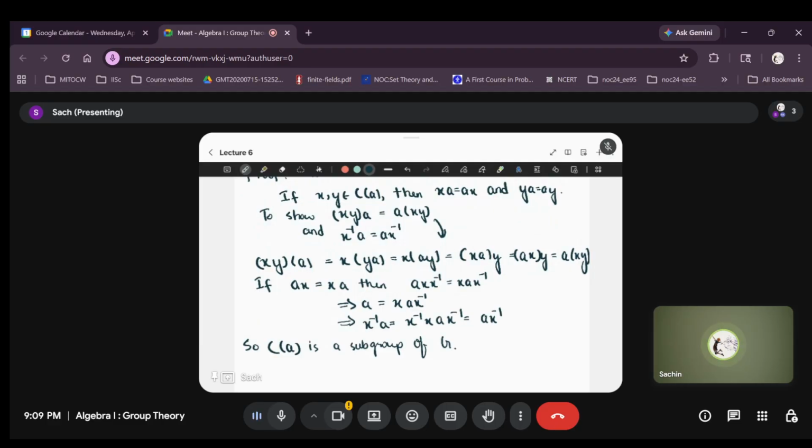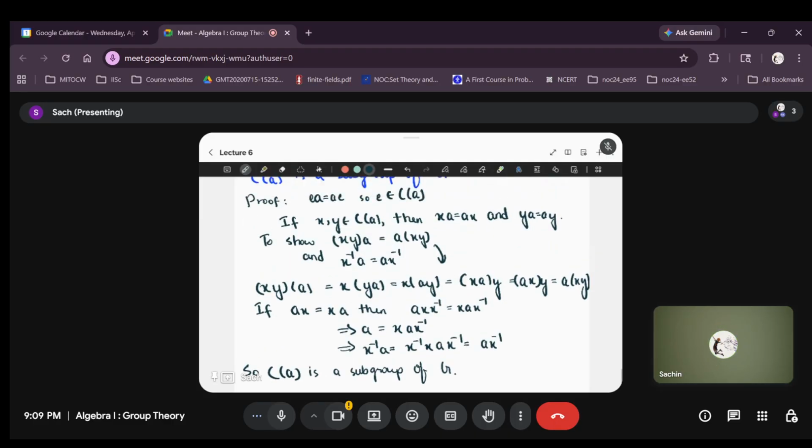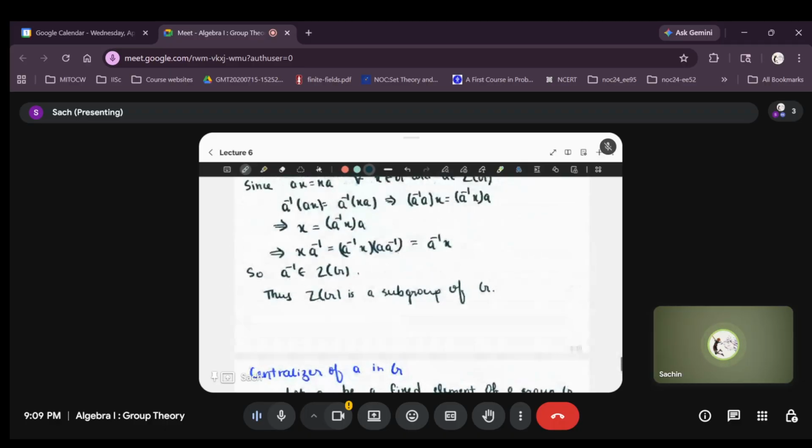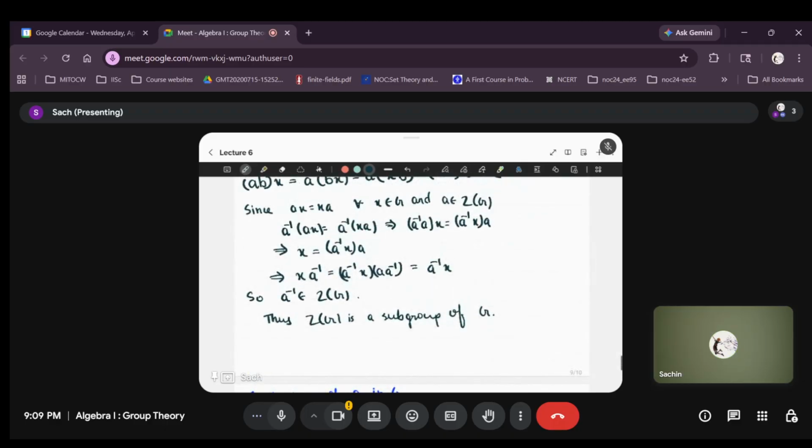I'll try to see if there are some better examples for centralizer and center of a group, but at least try to understand the definition, make sure that you are clear on what it means. Because both are similar, but they're actually very different.